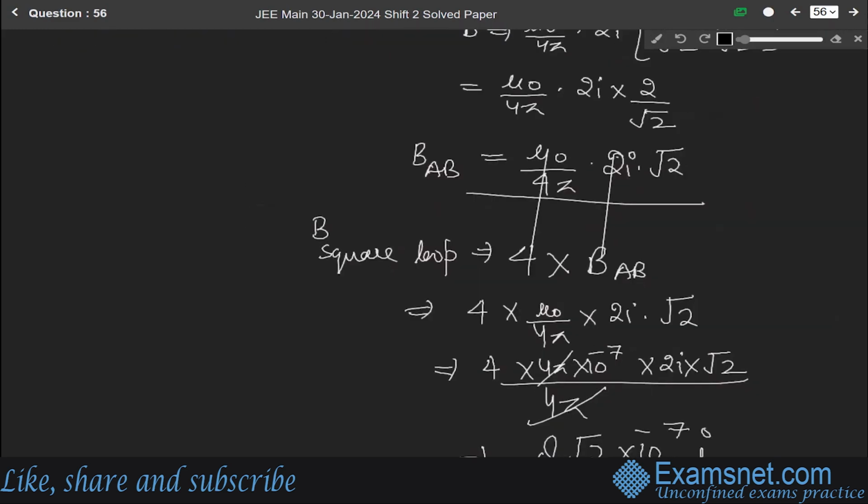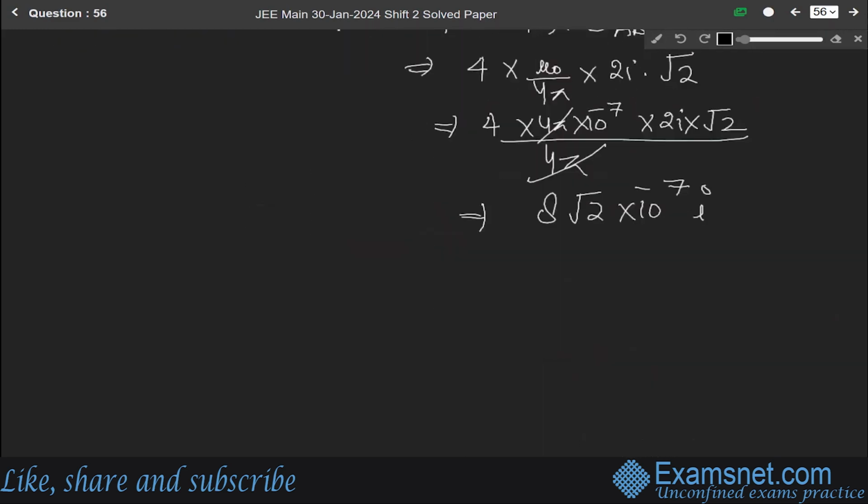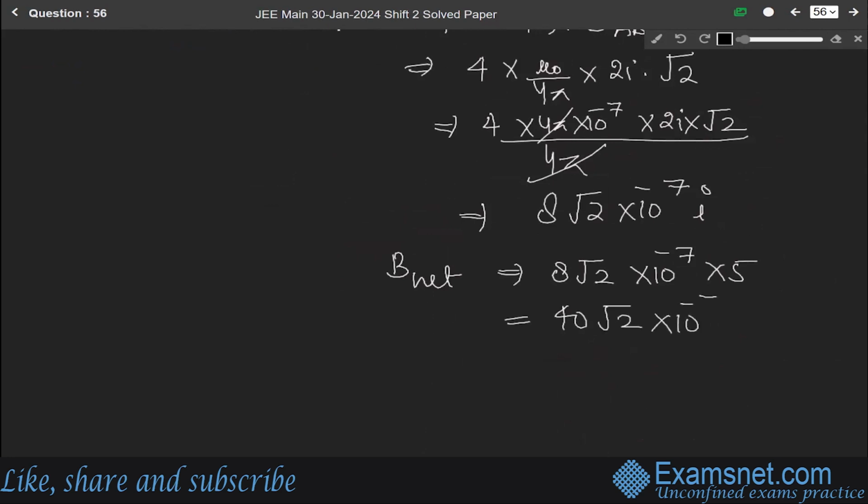So putting the value of I, we get the net magnetic field B as 8 root 2 into 10 to the power minus 7 into 5. So it will become 40 root 2 into 10 to the power minus 7 Tesla. This is the final answer. Okay.